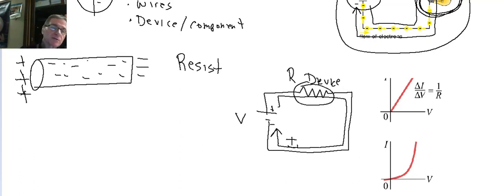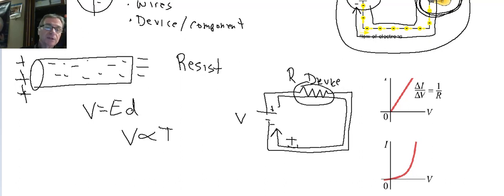What makes an electric field? Well, we have a voltage. We have this relationship between voltage and electric field. The stronger the voltage, the stronger the electric field. If the electric field is stronger, the electrons are going to move more quickly. And so we have a relationship.